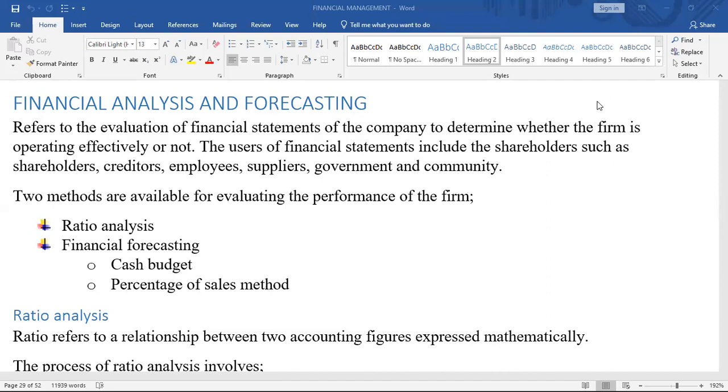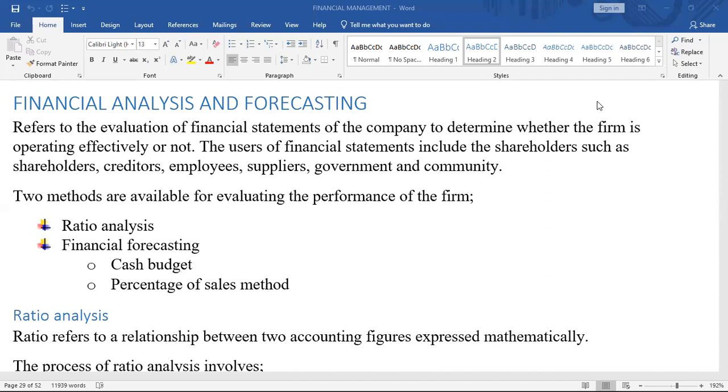Today we are doing financial analysis and forecasting. And this is what I told you earlier on to analyze, and you go through the notes. But all of these refer to the evaluation of the financial statements of the company to determine whether the firm is operating effectively or not.